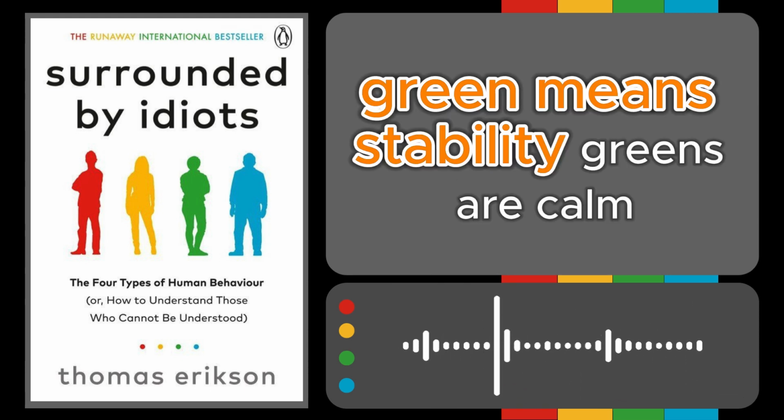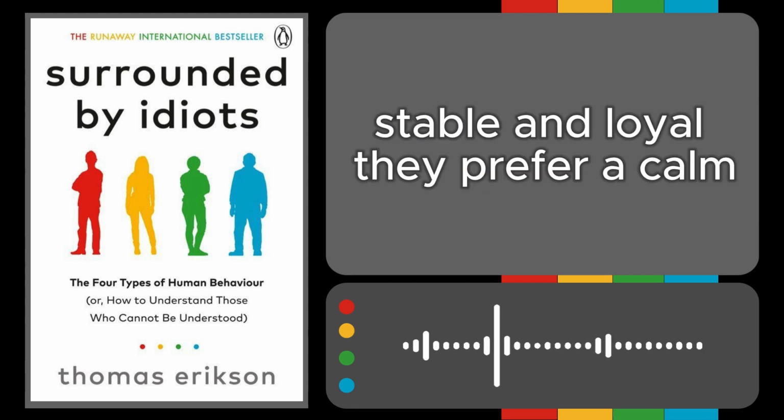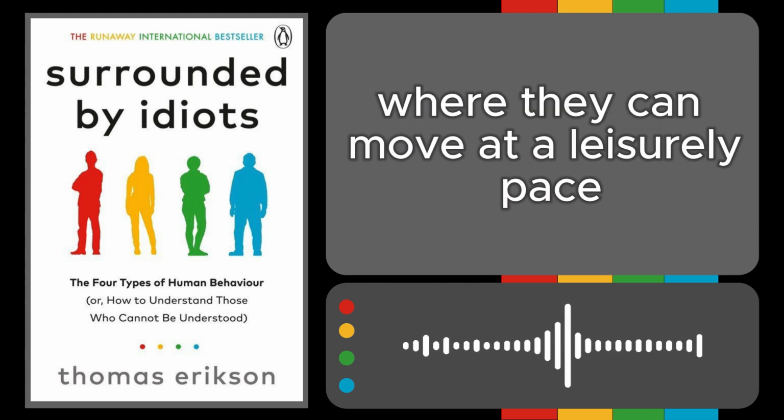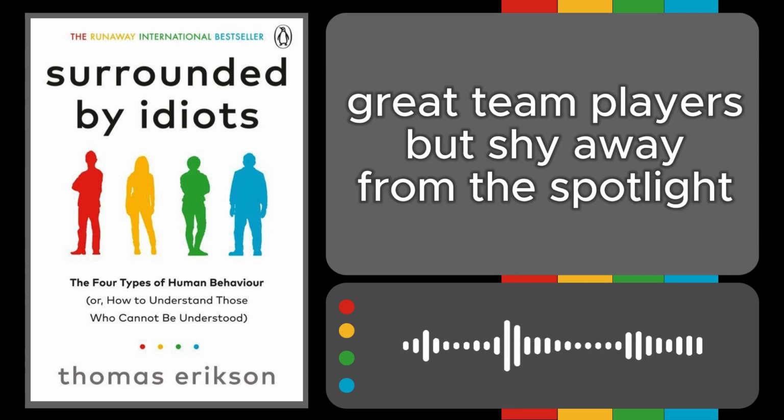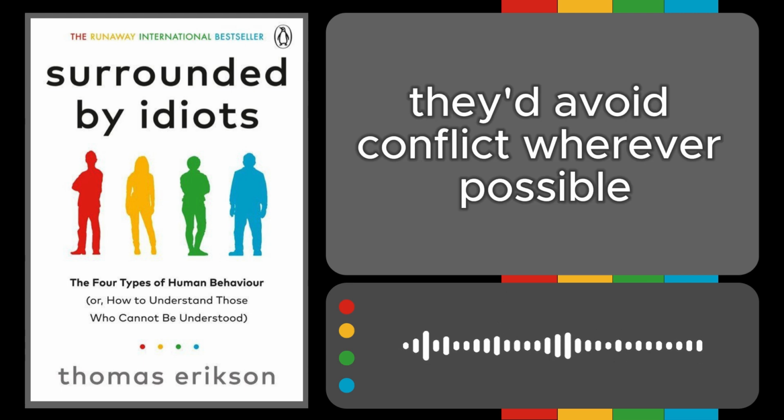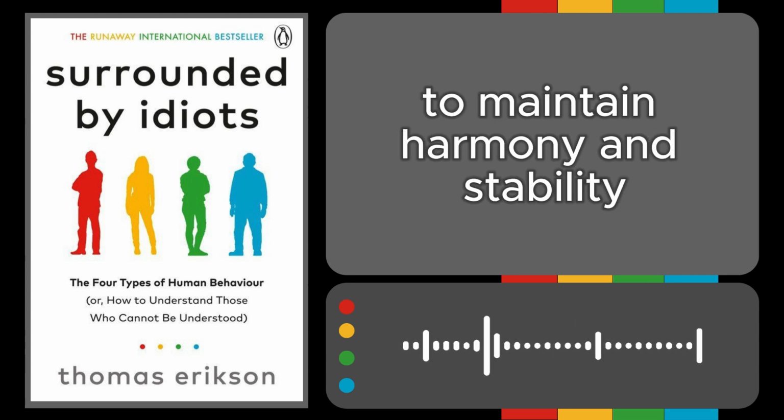Green means stability. Greens are calm, stable, and loyal. They prefer a calm, predictable environment where they can move at a leisurely pace. They're patient, reliable, great team players, but shy away from the spotlight. They'd avoid conflict wherever possible to maintain harmony and stability.